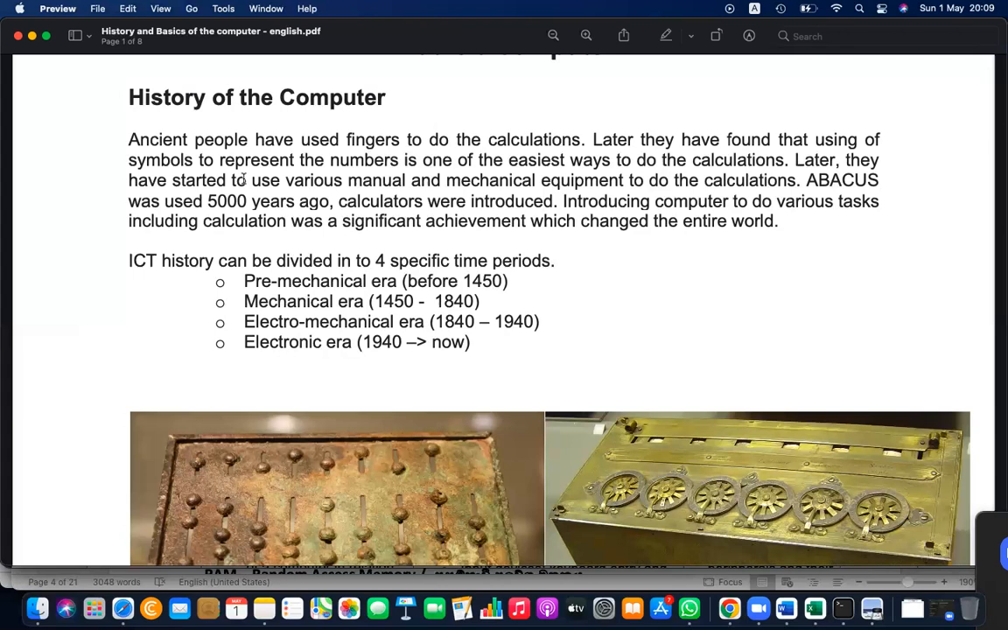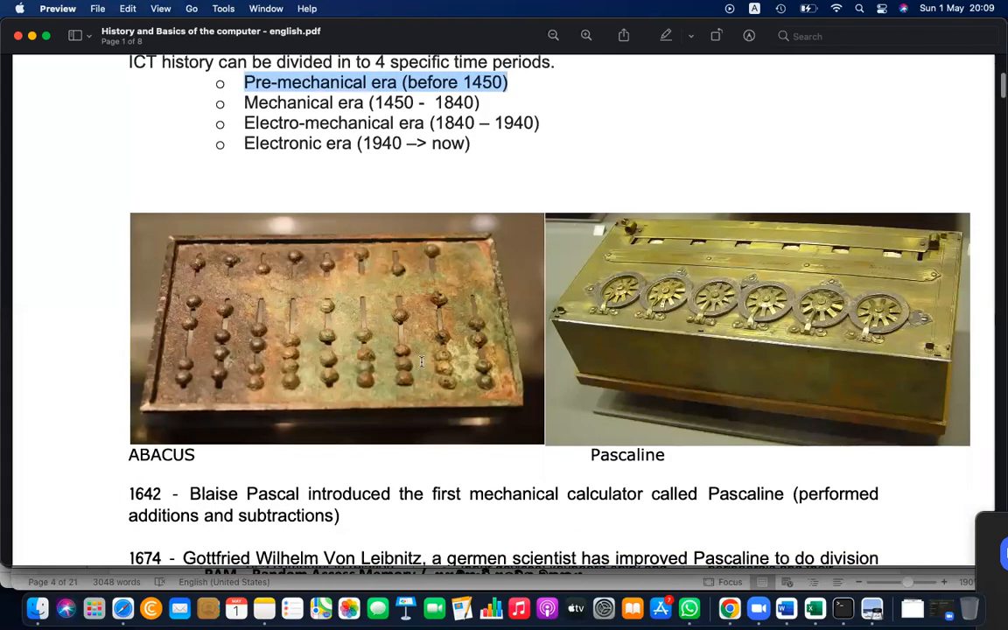Zero generation means that at this time we are not categorizing these things into generations. So we call that the pre-mechanical era, before 1450. But there was very little evidence. You can see this is an abacus. This is an old abacus used in Egypt.